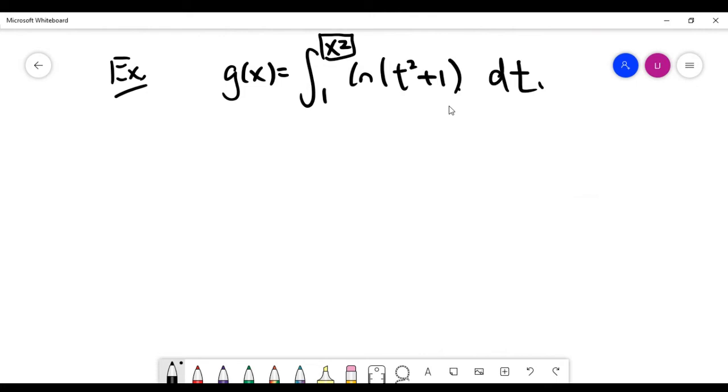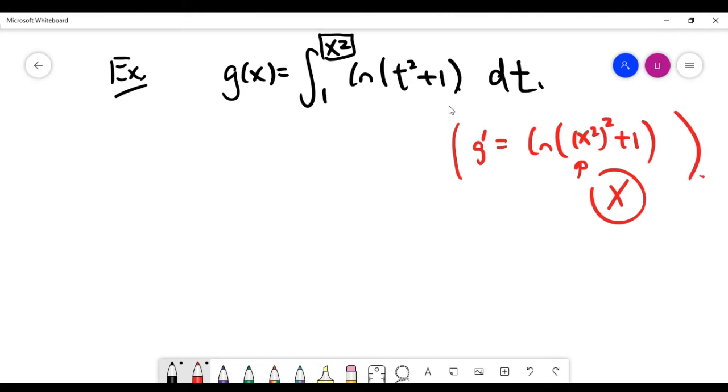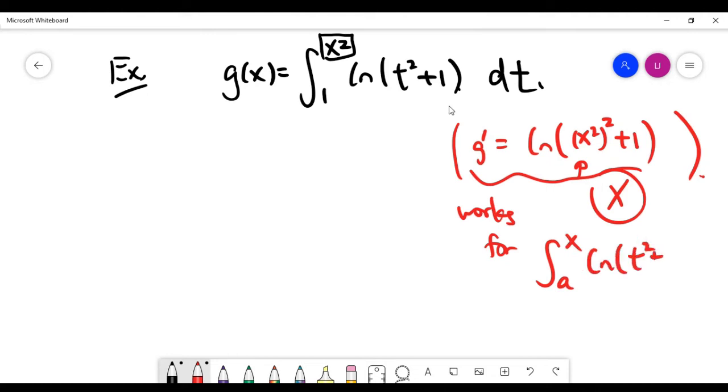And it would be wrong to think that g prime can be obtained by just replacing x squared for t. It would be totally wrong, because that only holds for the case where the upper limit is just the variable x. And anyway, this one is wrong. Something must be missing, because now the top is actually x squared.